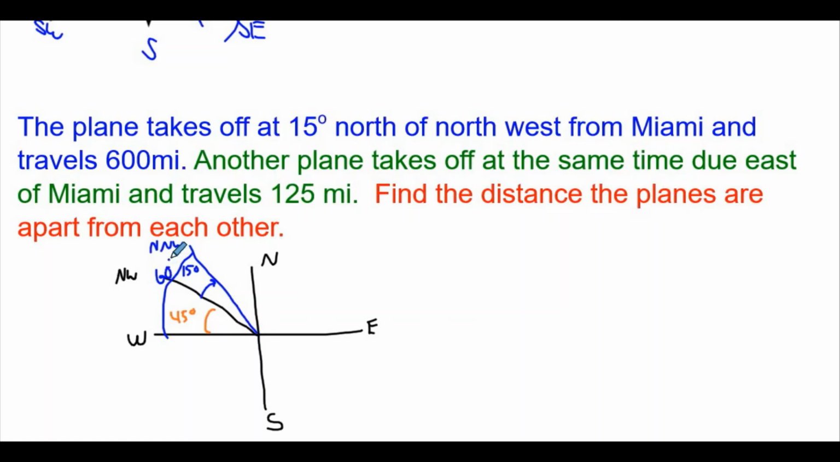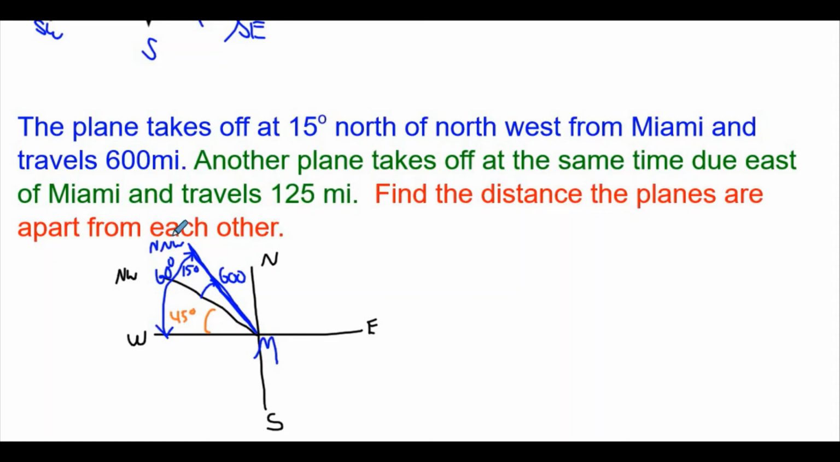Now, we may use the 60 degrees, we may not. We may have to use a complement or supplement. Please keep in mind that a supplement is something that adds to 180, and a complement is something that adds to 90. We'll see where the rest of the triangle goes. But for right now, let's go ahead and label this with the actual problem. I'm traveling 15 degrees north of northwest from Miami, so I'll label this M. It travels 600 miles in this direction.